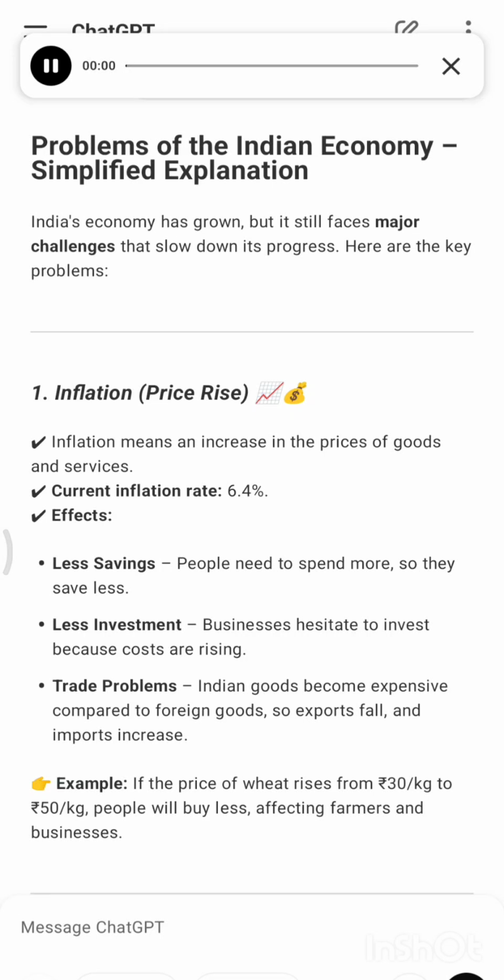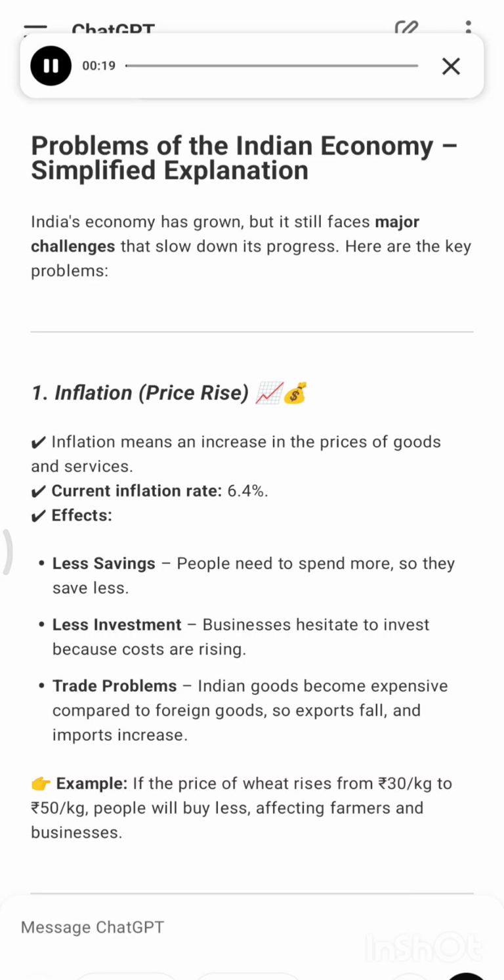Problems of the Indian economy, simplified explanation. India's economy has grown, but it still faces major challenges that slow down its progress. Here are the key problems. 1. Inflation, price rise. Inflation means an increase in the prices of goods and services.